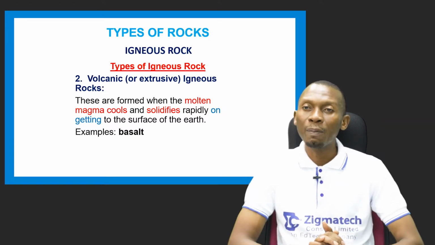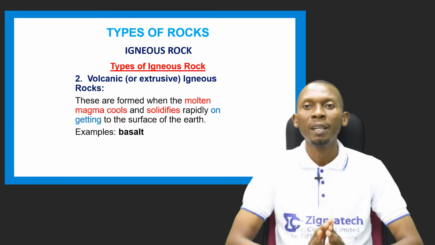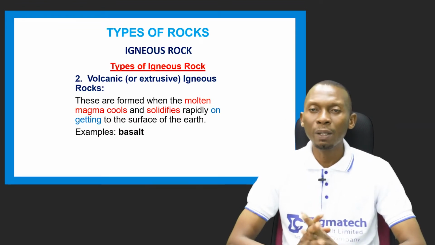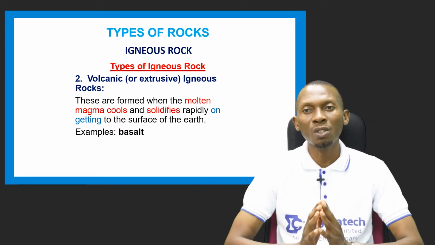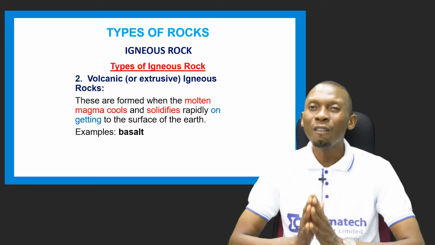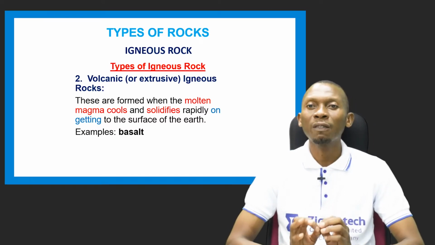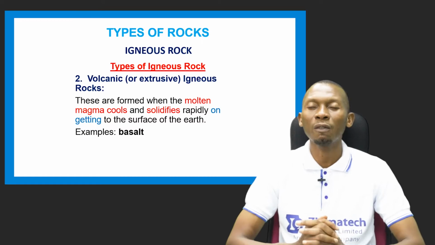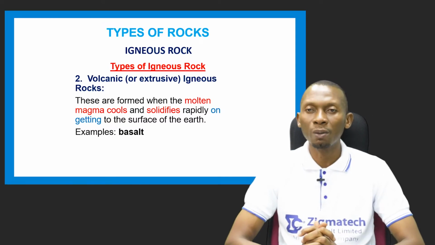Looking at another type of igneous rock, which is called the volcanic or extrusive igneous rock, as I mentioned earlier, is a type of rock that is formed when the molten magma cools and solidifies rapidly on getting to the surface of the Earth. So remember, intrusive igneous rock cools and solidifies slowly before getting to the surface of the Earth, while volcanic or extrusive igneous rock is when the molten magma cools and solidifies rapidly on getting to the surface of the Earth. So that's the difference between these two types of igneous rocks. And an example of the volcanic igneous rock is what is called basalt.